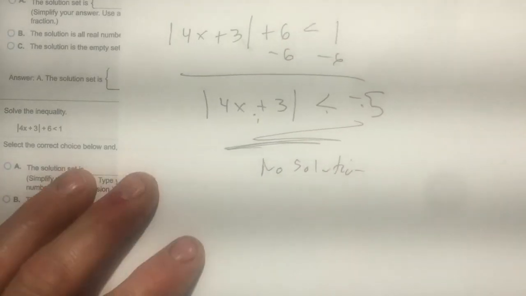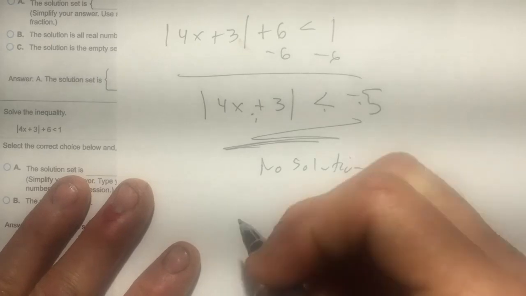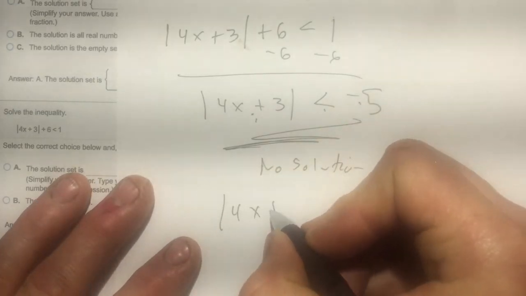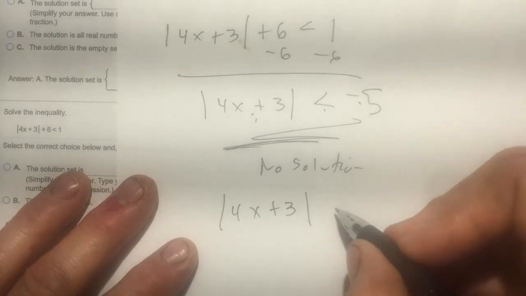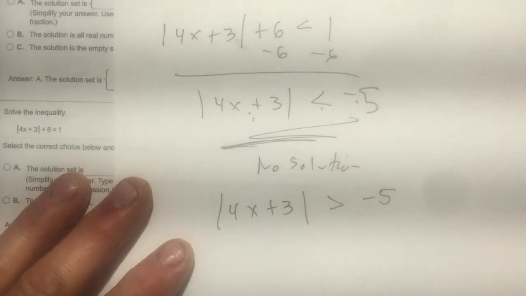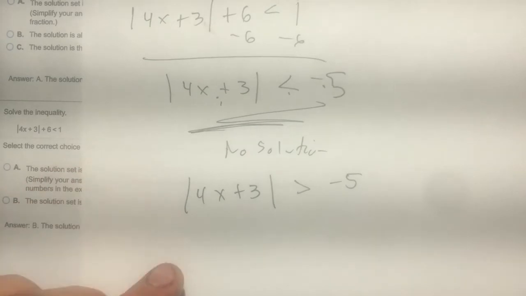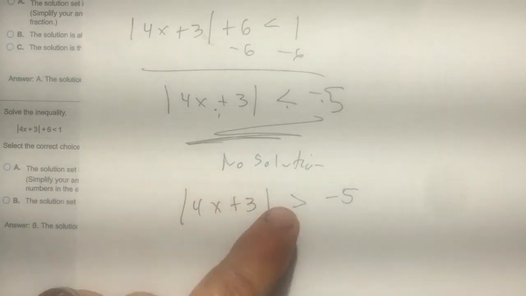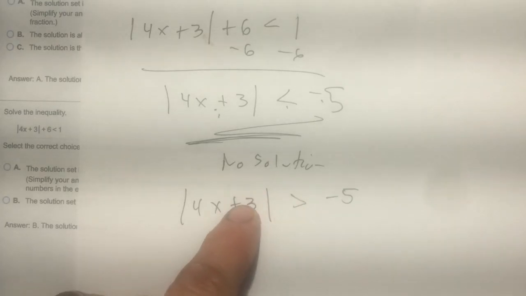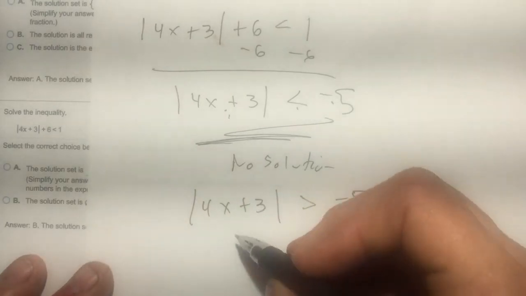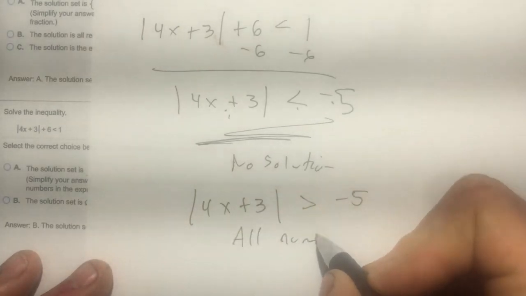Okay, now let's just suppose it says greater than negative 5. Okay, and we just talked about this. An absolute value greater than negative 5. Well, everything I put in here is going to be positive, which is always greater than negative. So this would be all numbers.